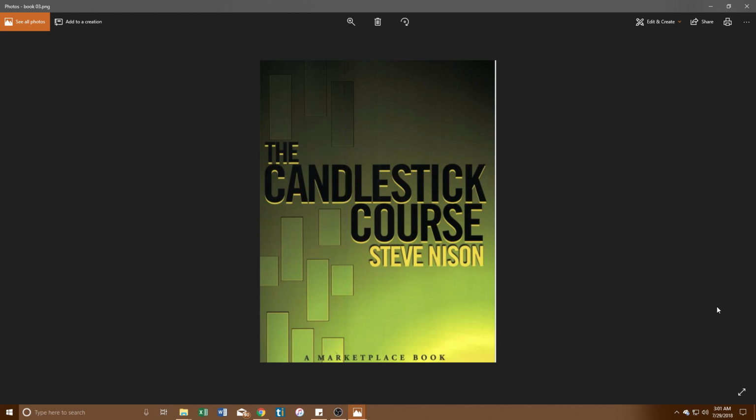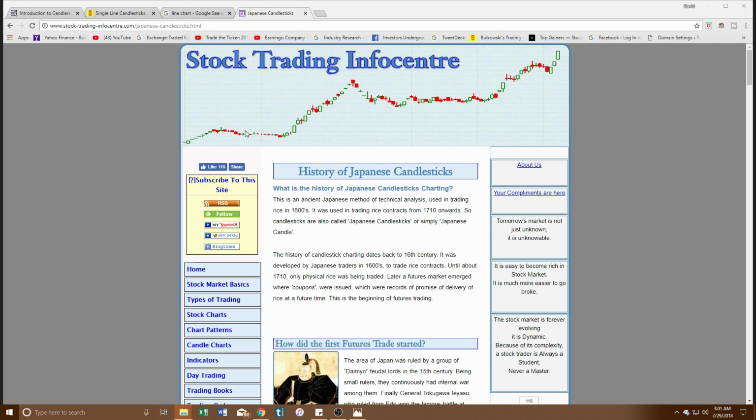I own all three of these books, and I would highly recommend them. These are a must-have for anybody that's interested in trading in the stock market. Now back to the story here.